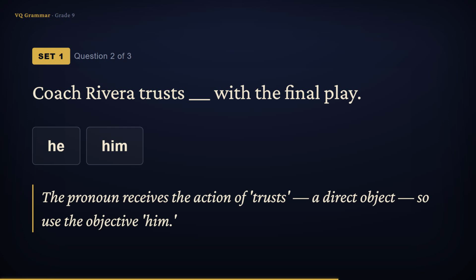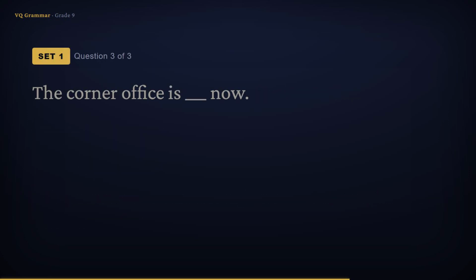Coach Rivera trusts blank with the final play. Here the pronoun is receiving the action. It's the direct object of trust, the one being trusted. That calls for the objective form. Coach trusts him, not trusts he. The answer is him.